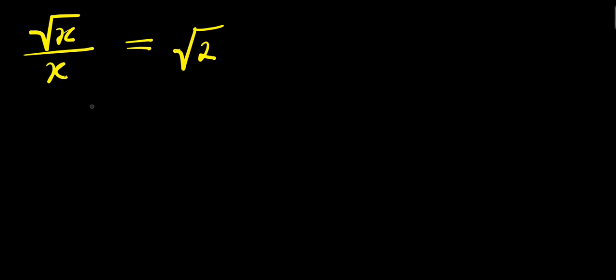Hello, how do you solve this radical problem? Square root of x divided by x equals square root of 2. We are going to solve this in two different ways. So let's start by cross multiplying. So this over 1, we cross multiply.